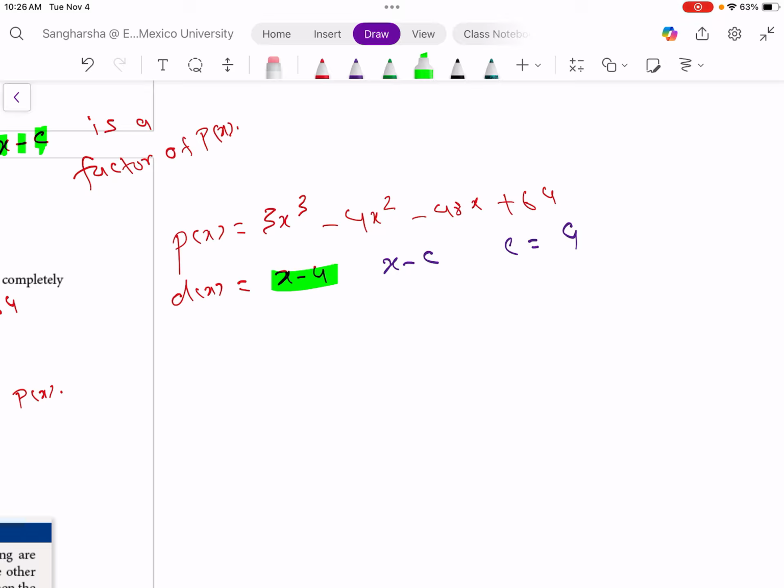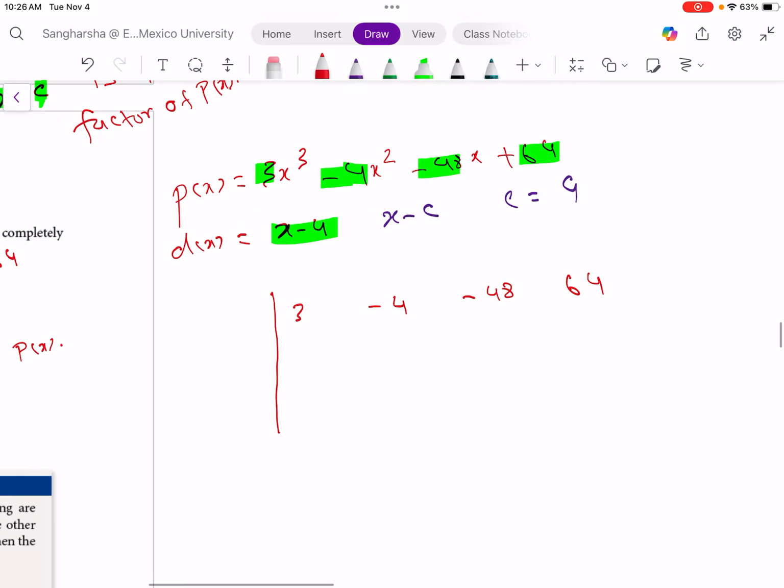Now for synthetic division, what is our next step? We write down the coefficient of each term. So the coefficient of the cubed term is 3, the coefficient of the squared term is negative 4, the coefficient of x is negative 48, and the constant is 64. We are dividing this by c, which is 4.